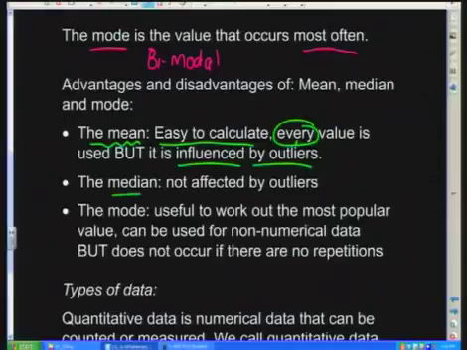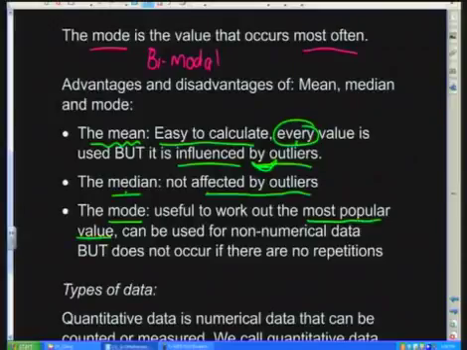The median, however, is not affected by any outliers. All right, it is the middlemost value, so it's not affected by outliers because you're not going to use the smallest and the biggest value to work out the median. All right? The mode is very useful to work out the most popular value.